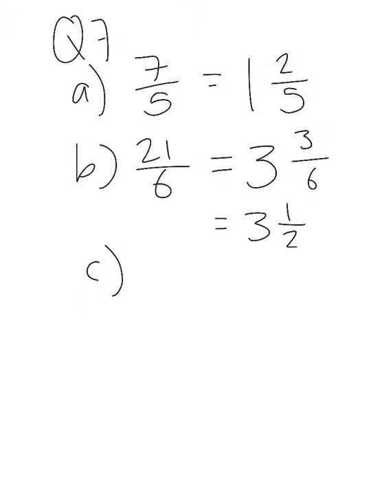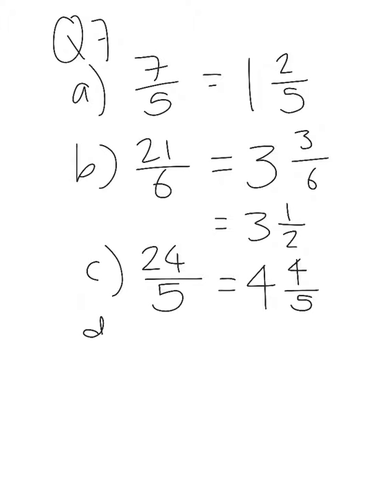Next one, I've got 24 fifths. How many 5s go into 24? 5 5s are 25, but that's too many, so 5 4s will bring me up to 20. So I've got 4 left over, 4 fifths, and I can't simplify that any further.